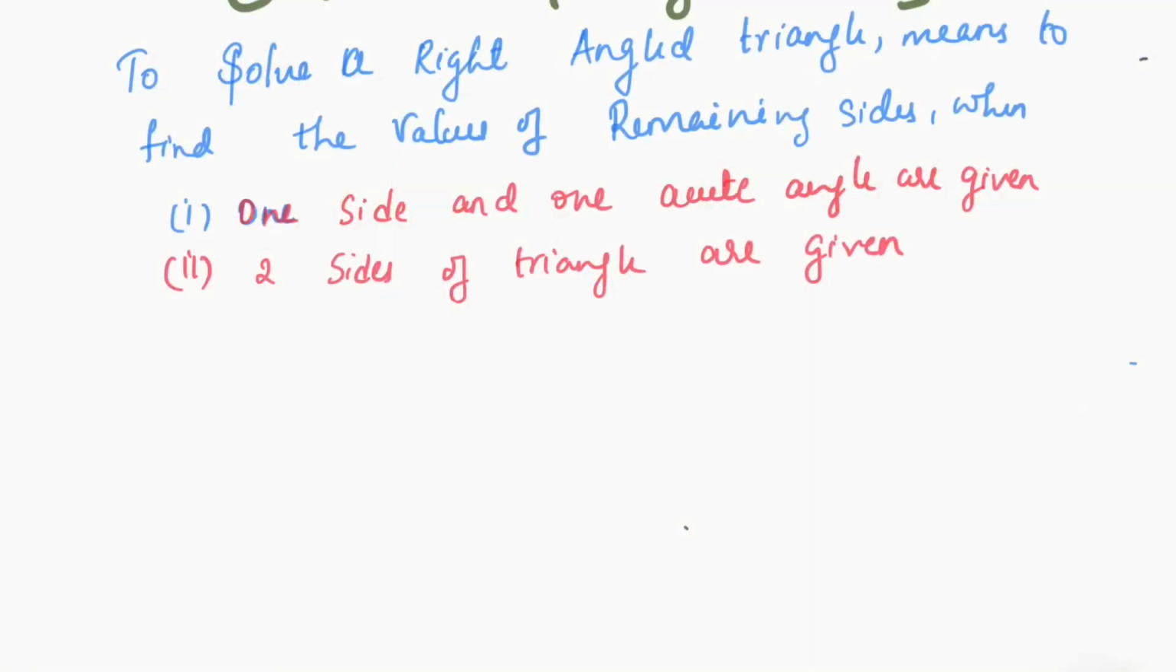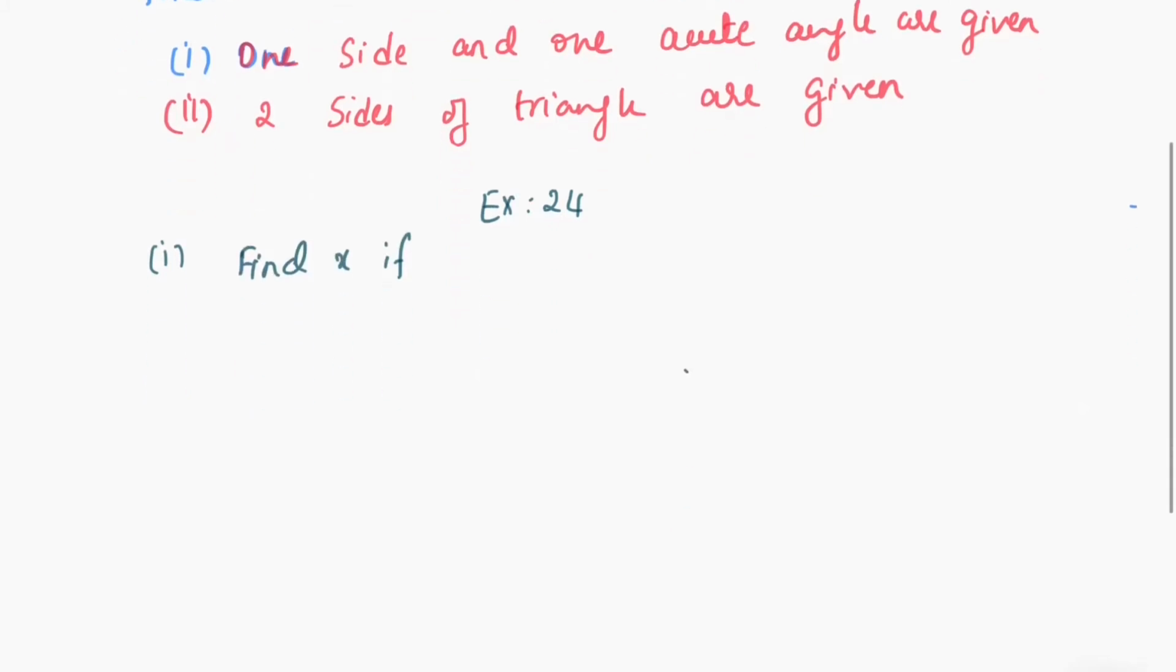Okay, now let us start with exercise 24. Let me do the first question. The first question is: find x. So let me take the first sub question. In that you have a figure, right? It's marked as the right angle here, and this side is given as 20, this is x, and this is 60 degree. So in this condition you have a triangle with one side and one angle given.